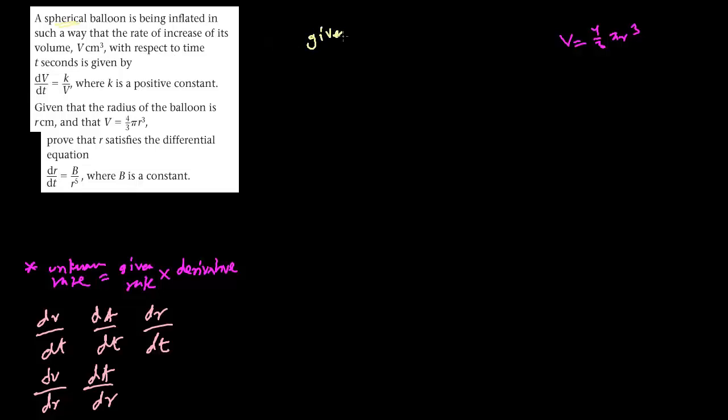Given dV by dt equals some constant divided by V. This information is given, and given that the radius of the balloon is this and the volume is this, we have to find dr by dt. That is the unknown rate we have to find. So all this information is given.